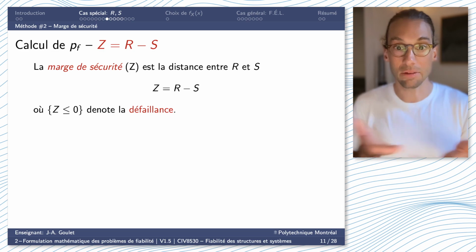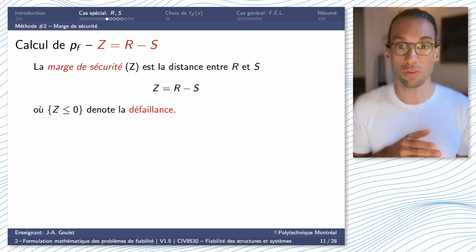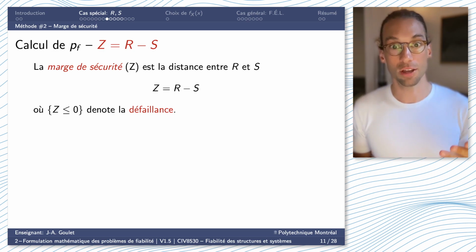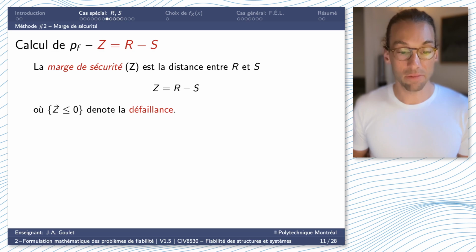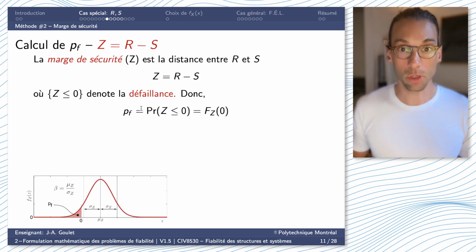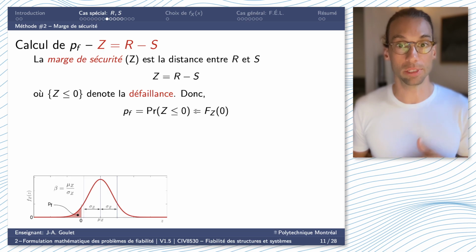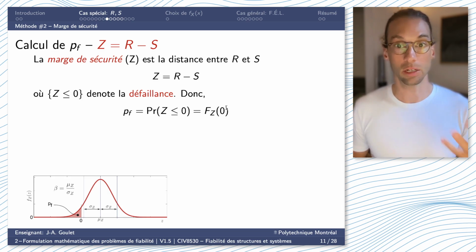So we're going to see in this problem that as long as the resistance is greater than solicitation, we're going to be in our survival domain. The opposite, if the resistance is less than solicitation, we're going to be in our failure domain. So the event where Z is less than or equal to 0 will be our failure domain. We can compute our probability of failure as the probability that Z is less than or equal to 0, and that corresponds to evaluating the CDF of Z at the value of 0, because this corresponds to the integral from minus infinity up to 0.